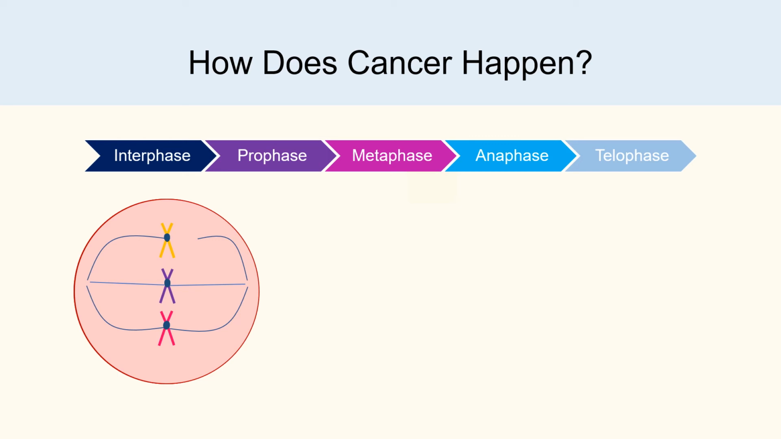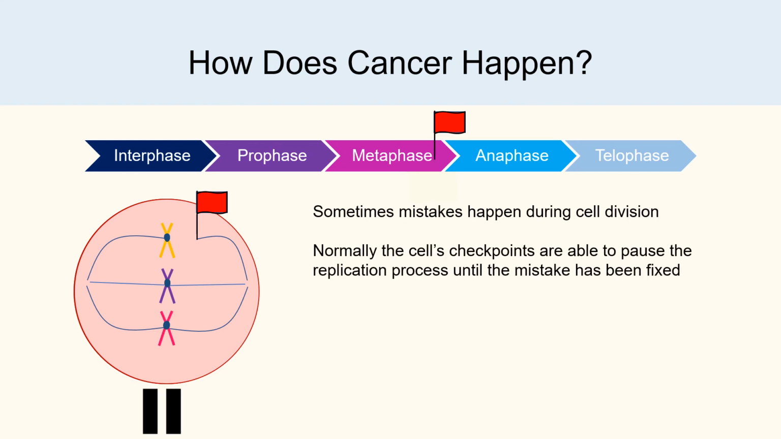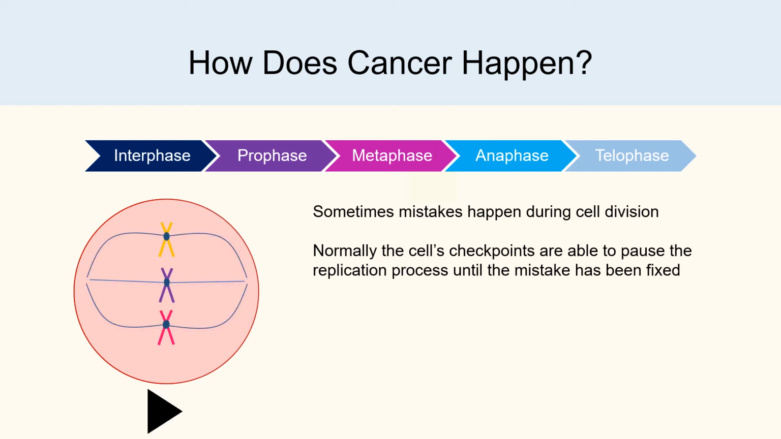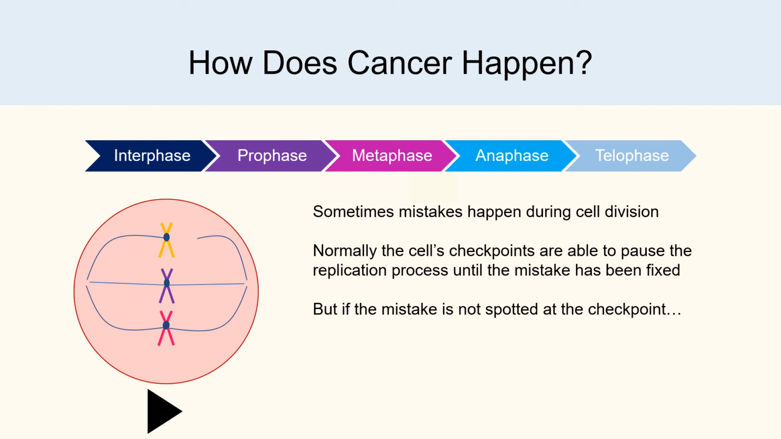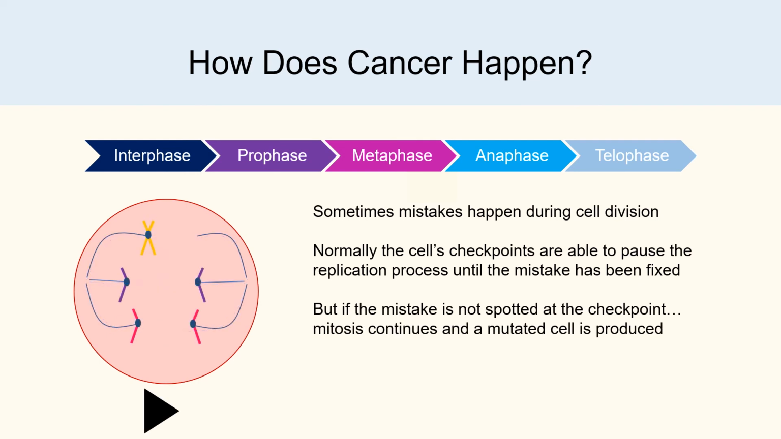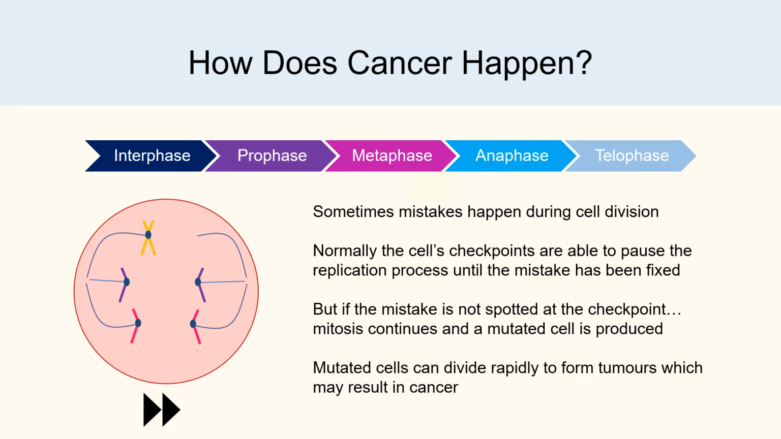What happens in cancer, though? Occasionally, mistakes happen during cell division. Normally, the cell's checkpoints are able to pause the replication process until the mistake has been fixed. However, sometimes mistakes are not always spotted at checkpoints. And if mitosis continues and a mutated cell is produced, the mutated cell can go on to divide rapidly, forming a tumour which can turn cancerous.